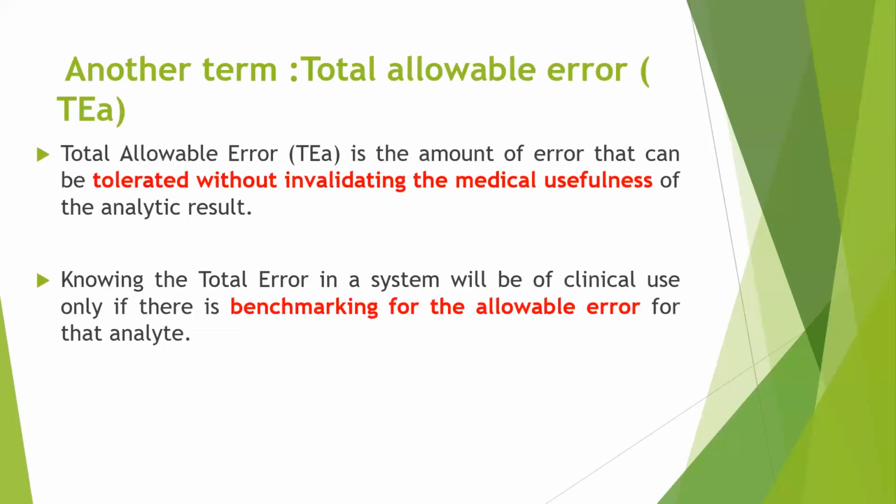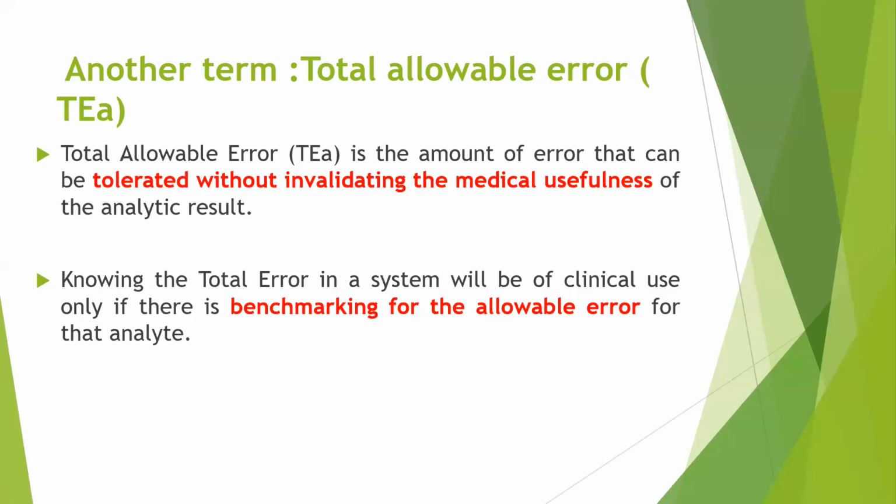The other term is total allowable error. Now, what is the difference between total error and total allowable error? Total allowable error, commonly written as TEA, is the amount of error that can be tolerated without invalidating the medical usefulness of the analytical result. We'll read this again: it is the amount of error that can be tolerated without invalidating the medical usefulness of the analytical result. So knowing the total error in a system will be of clinical use only if there is a benchmark for the allowable error of that analyte.